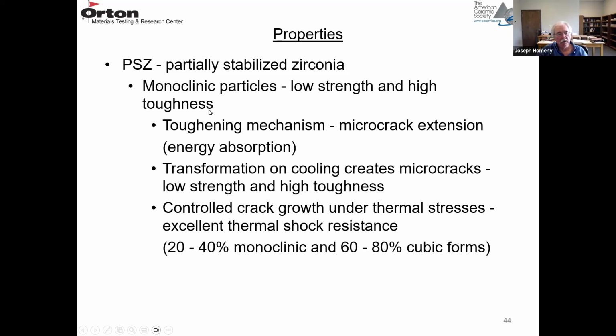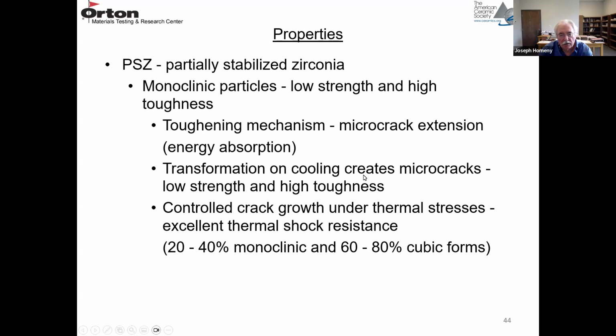So the tougher the material is, the more resistant it is to crack growth. The toughening mechanism here, instead of the compressive stress that develops at the crack tip, is microcrack extension. You create fracture surface area, and that requires energy, so the energy is absorbed in these microcracks.